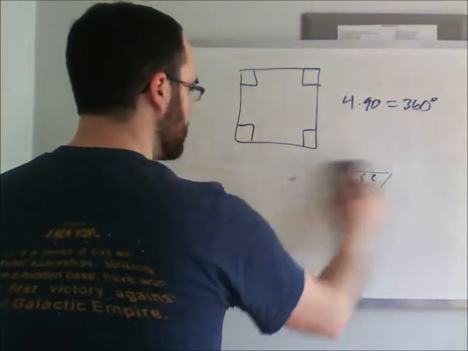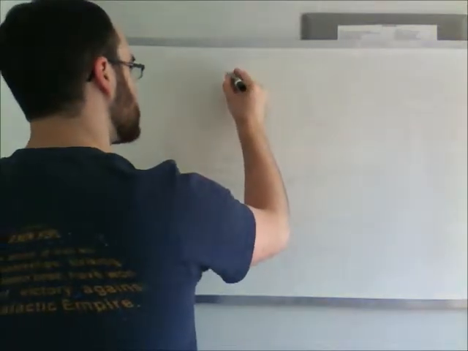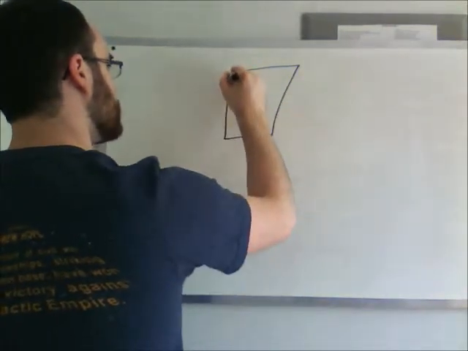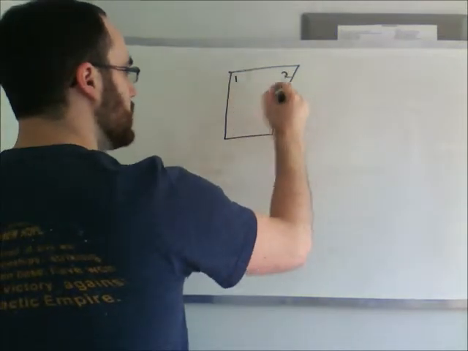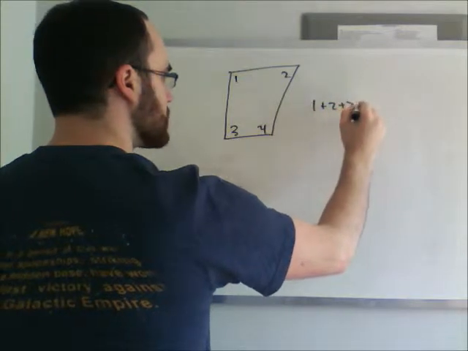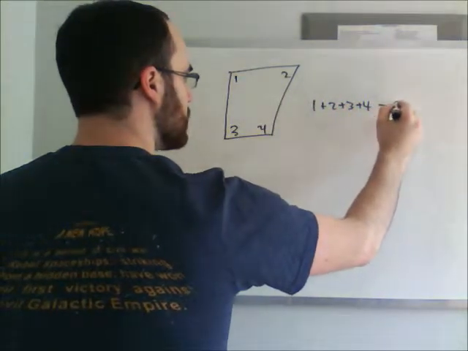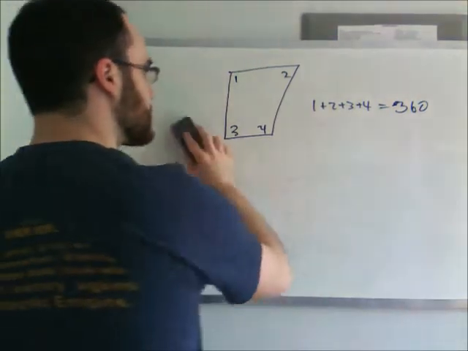We also have another shape that can be any 4-sided object, which also totals 360 degrees. So let's say we have a 4-sided object like this, where we don't know if it has right angles or anything. But we do know that angles 1, 2, 3, and 4, 1 plus 2 plus 3 plus 4, equals 360 degrees. So let's put this into practice.